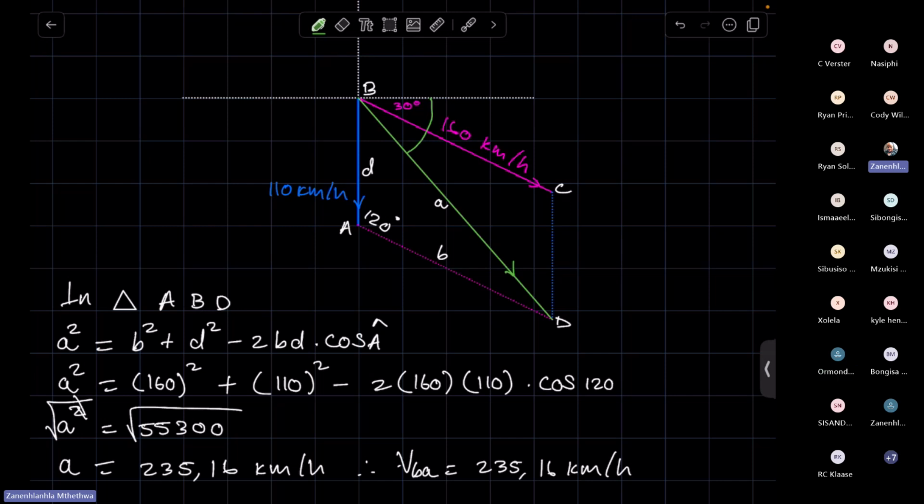So now to get that angle, we again make use of triangle ABD. So we are going to calculate this angle here.